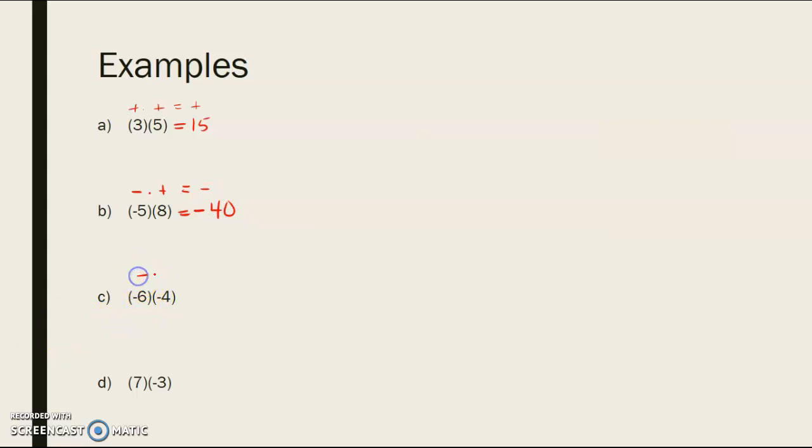Here we have a negative times a negative, right? -6 times -4, so negative times a negative, that same sign. So same sign will equal a positive answer. And so then I'm going to go, what's 6 times 4? It's 24. But it's going to be positive because negative times a negative is a positive answer. Down here we have a positive times a negative. So different signs equal a negative answer. So I know that this is going to equal a negative. And then 7 times 3 is 21.